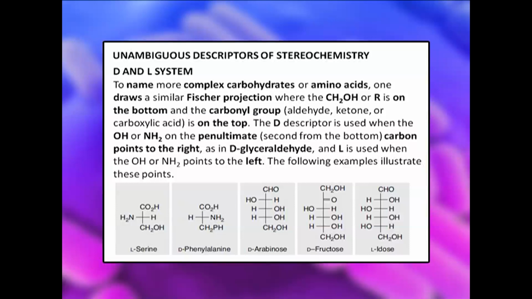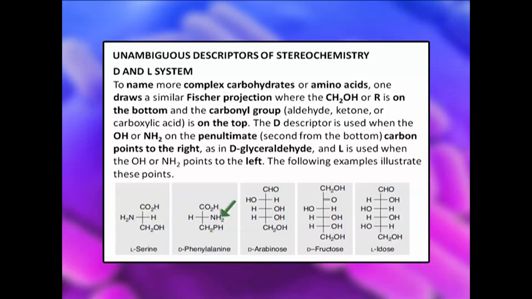Now, the D descriptor is used based on the OH or NH2 at the penultimate carbon, like here. In this case, there is no penultimate carbon, only one chiral center. But in molecules with more than one chiral center, we are considering only the penultimate carbon.